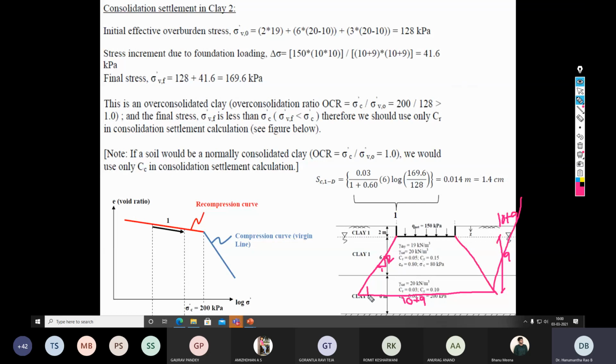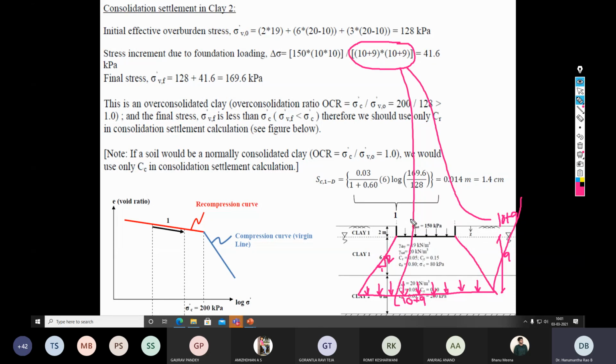So here what would be the load or delta sigma? Delta sigma is again load divided by the area. The load here is 150 multiplied by 10 by 10, divided by this area. So what you get is 41.6 kilopascal.